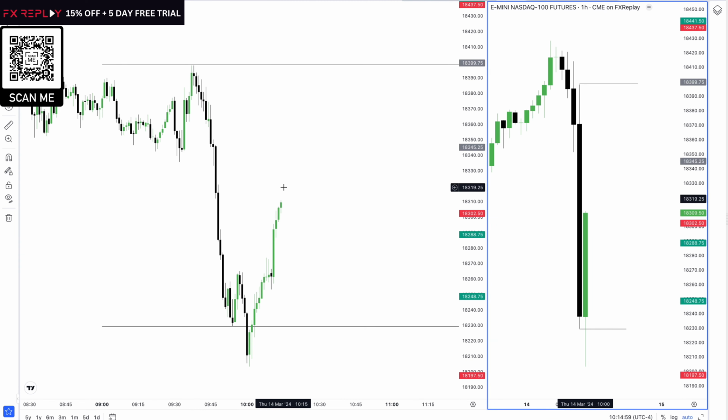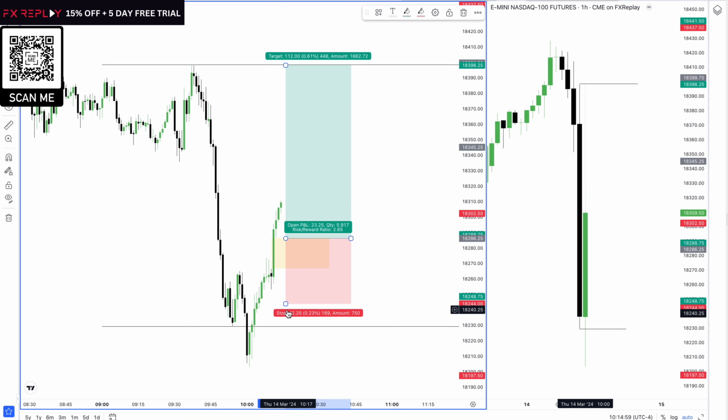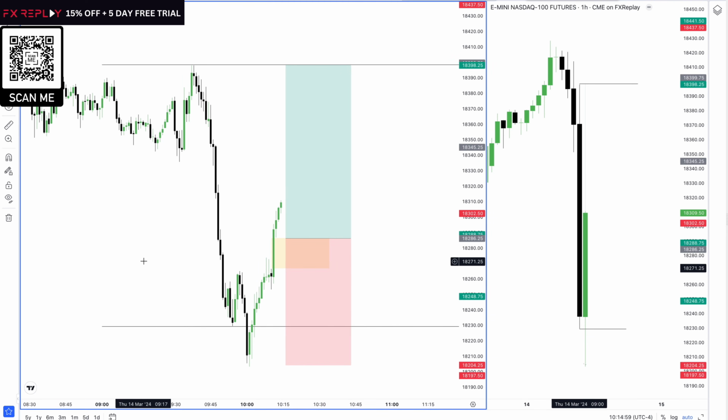Price takes a low and then displaces higher. We look at this fair value gap together with the order block right here. I don't like the upcoming risk to reward, because if you want to cover the low, it's basically a 1 to 1.3, but let's take it either way.